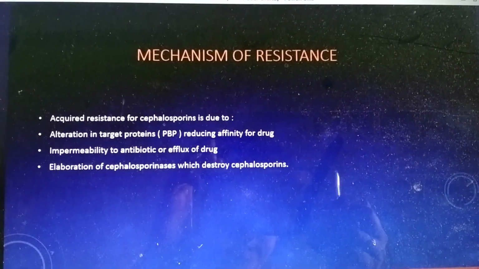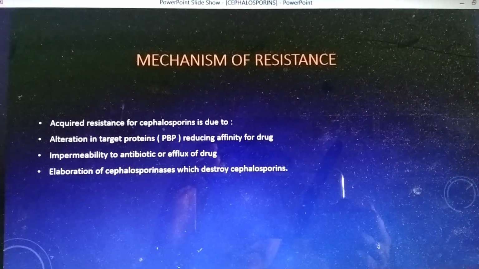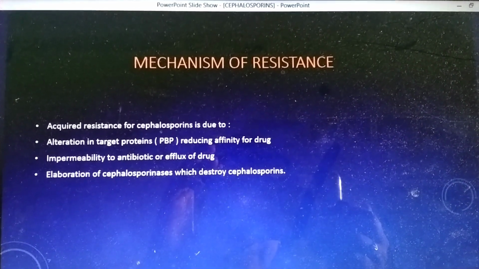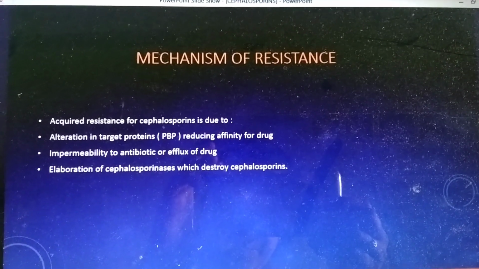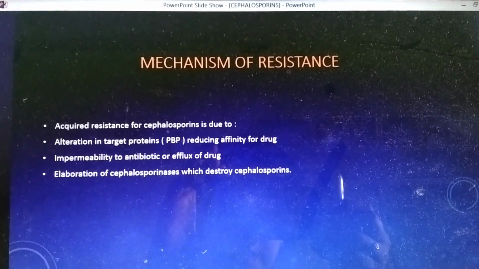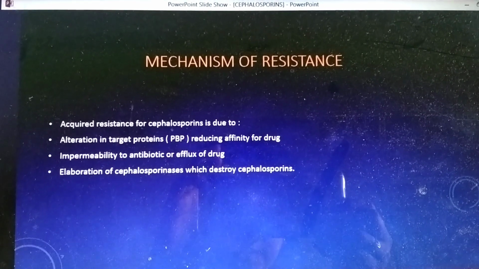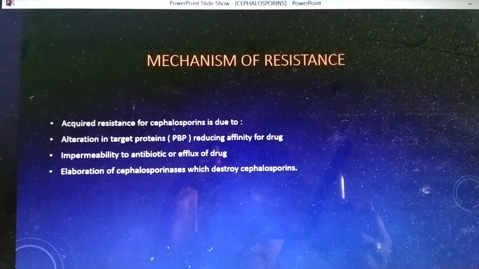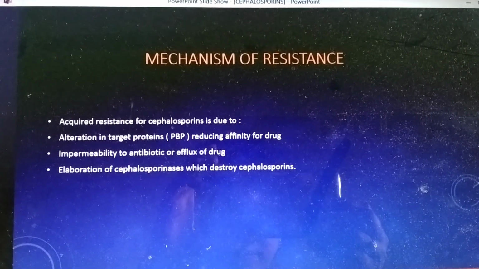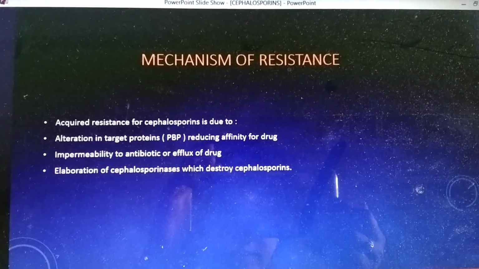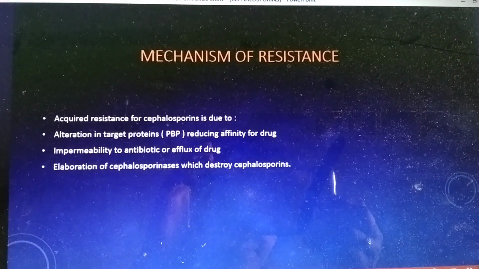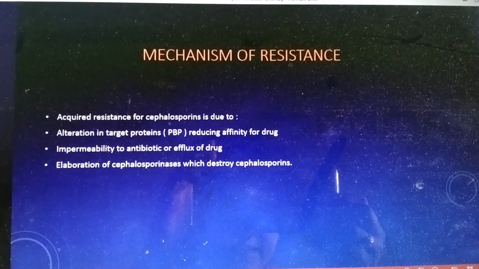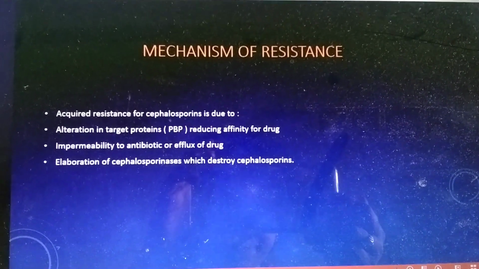Now coming to the mechanism of resistance of the cephalosporins, how do the bacteria develop resistance to the cephalosporins? Now the resistance is acquired and it is due to the alteration in the target proteins, that is the penicillin binding protein, where the cephalosporins bind. So these target proteins are altered, reducing the affinity for the drug. So the drug cannot bind to these target proteins because of alteration.